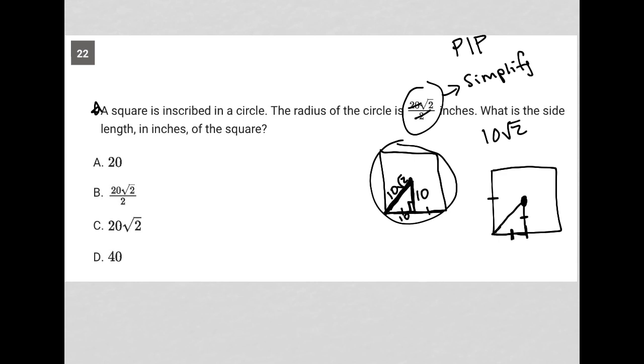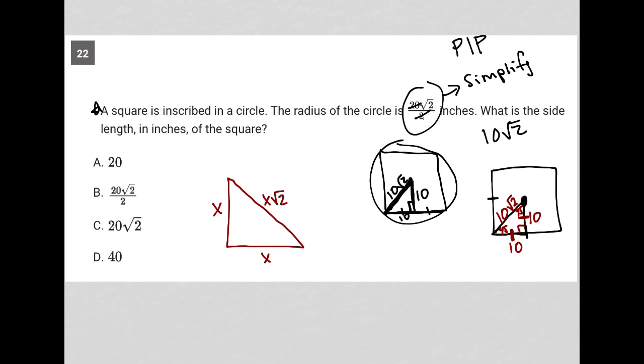And maybe I should use a different color to make it clear. Right, so this leg of the right triangle must be equal to this leg of the right triangle, making this a 45, 45, 90 right triangle. If I know that this is 10 root 2, that makes these two sides equal to 10, because in a 45, 45, 90 right triangle, the side lengths are x, and the hypotenuse is x root 2. Right, so I just reverse engineered that thought process.